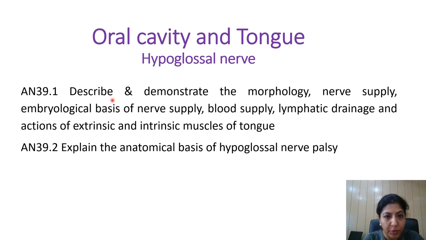The competencies which will be covered are: describe and demonstrate the morphology, nerve supply, embryological basis of nerve supply, blood supply, lymphatic drainage and actions of extrinsic and intrinsic muscles of the tongue. Now this part, the embryological basis of nerve supply, would be clearer to you after we've done the embryology. So we will be discussing the nerve supply, but not so much focusing on the embryological basis as of now. With embryology, we'll focus on that particular competency. We will also be dealing with the anatomical basis of the hypoglossal nerve palsy.